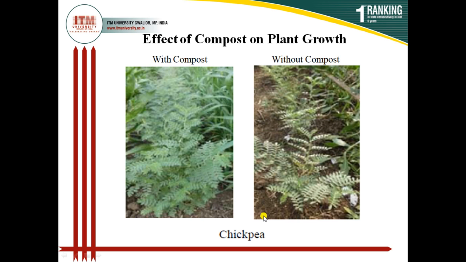This is gram, chickpea, chana. Compost is applied in the field. This is the growth of gram, and compost is not applied in the soil. This is the growth of chickpea.